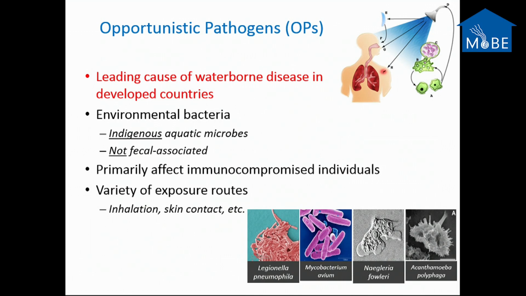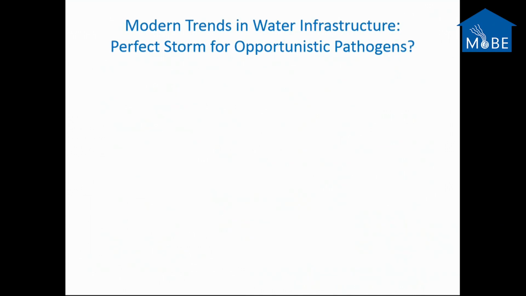And it's important to also recognize there's a variety of exposure routes. Again, our regulations tend to focus on ingestion, but for example, Legionella and mycobacteria are thought to be spread via aerosols, and they cause lung diseases.